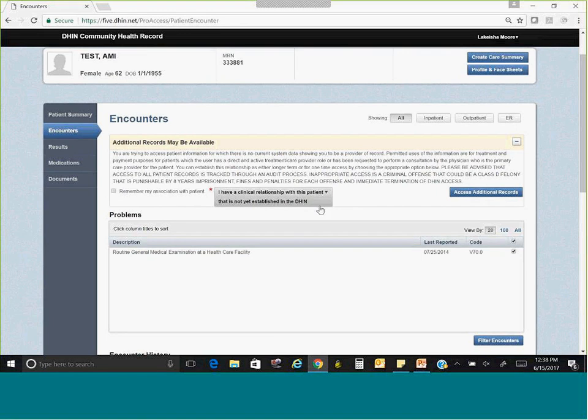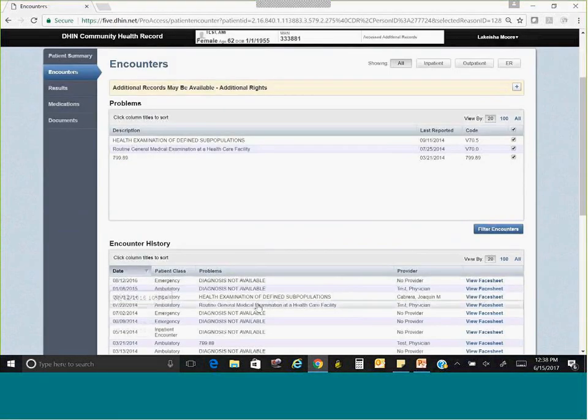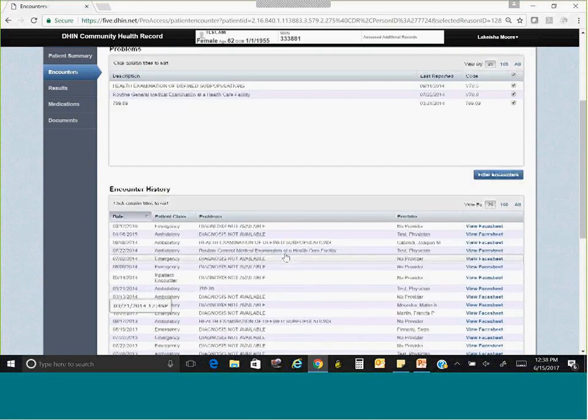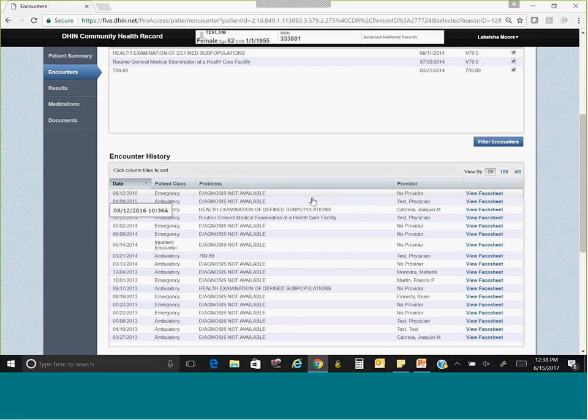So I've got a clinical relationship. I'm accessing additional records. Let's see if I can find out about that ED visit. Okay, yep. You see how many more results that we weren't copied on? Once again, everything that we saw initially was because one of our providers did it. But these other results were ones that our providers weren't copied on.